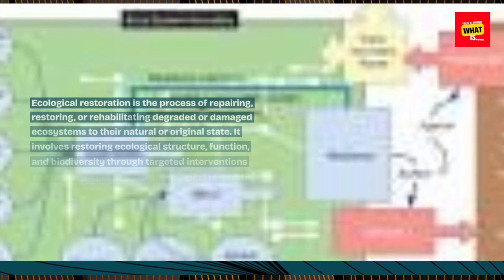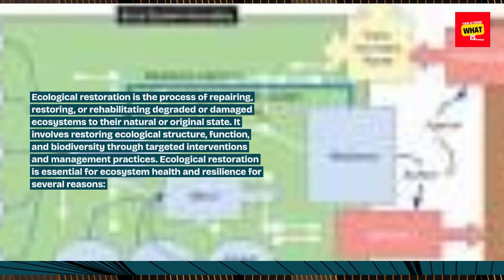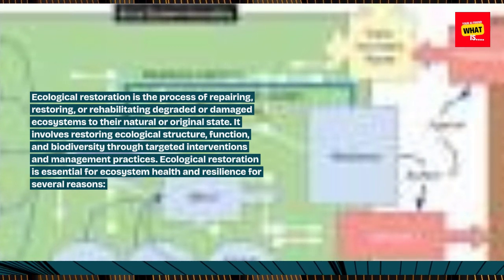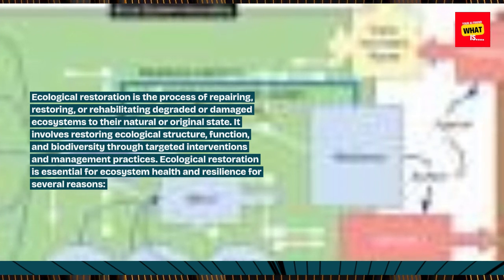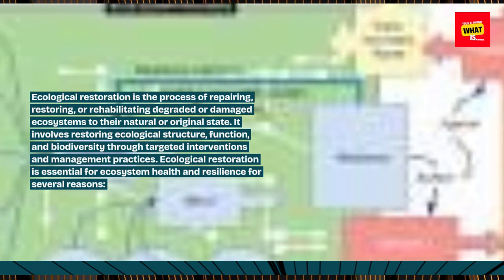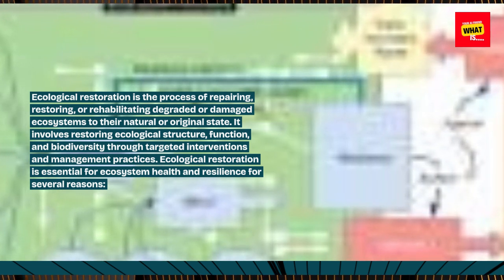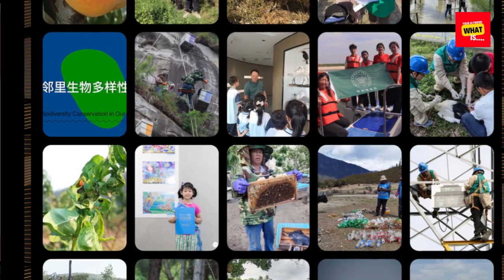Ecological restoration is the process of repairing, restoring, or rehabilitating degraded or damaged ecosystems to their natural or original state. It involves restoring ecological structure, function, and biodiversity through targeted interventions and management practices. Ecological restoration is essential for ecosystem health and resilience for several reasons.